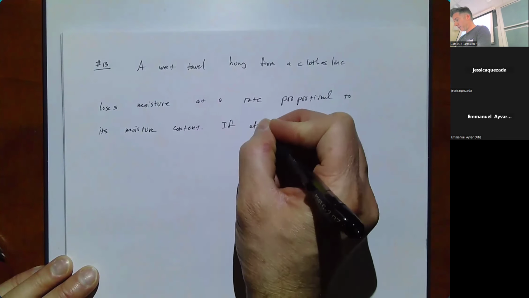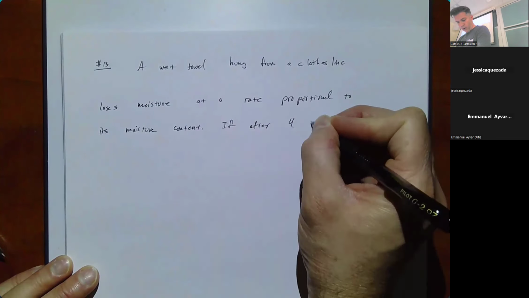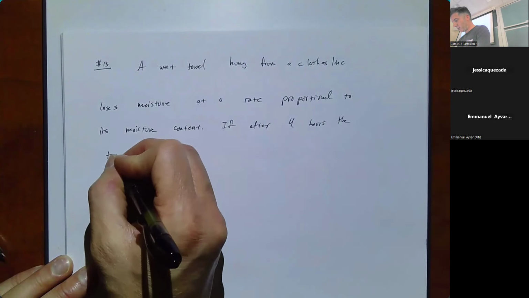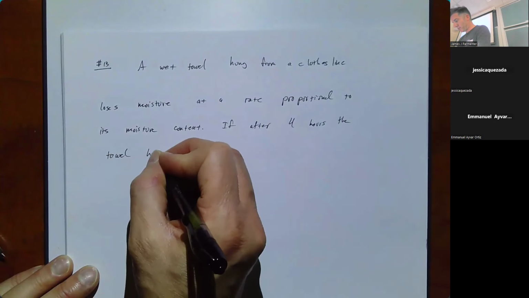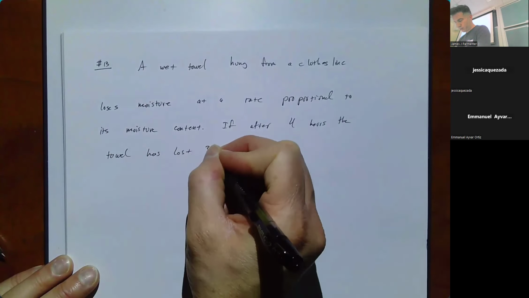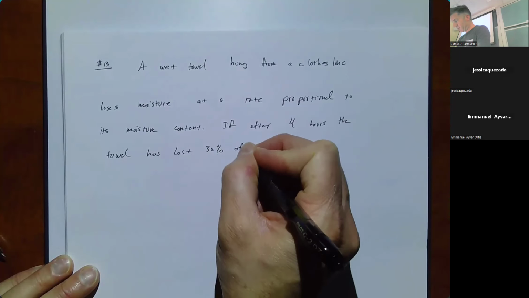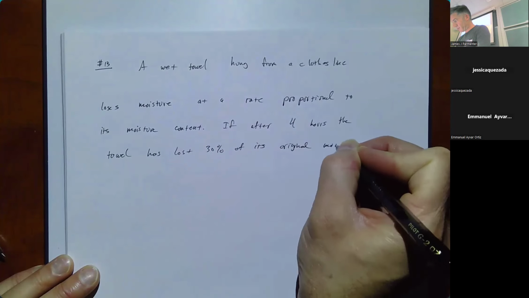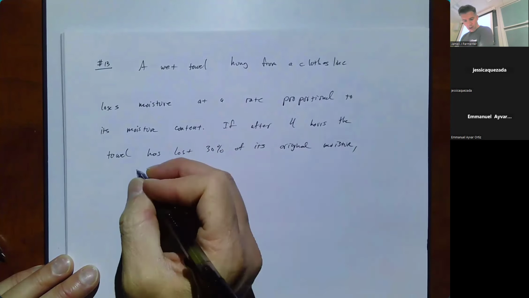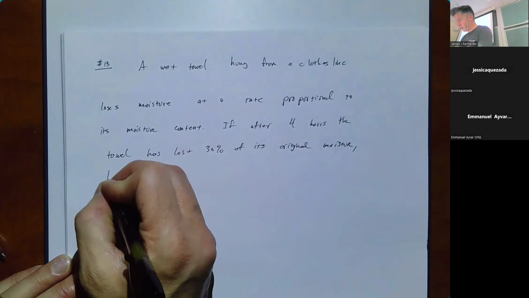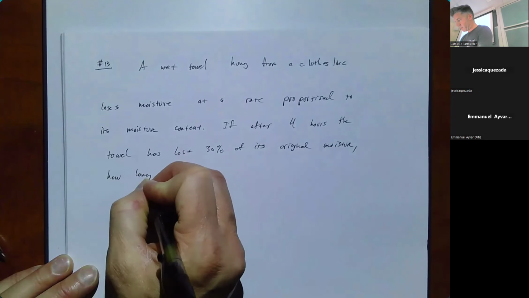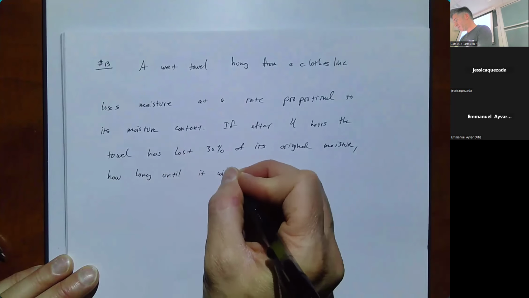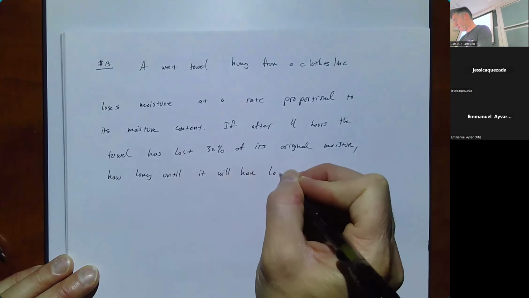If after 4 hours the towel has lost 30% of its moisture, how long until it will have lost 50%? I'm going to change that last part. How long until it will have lost 65%?